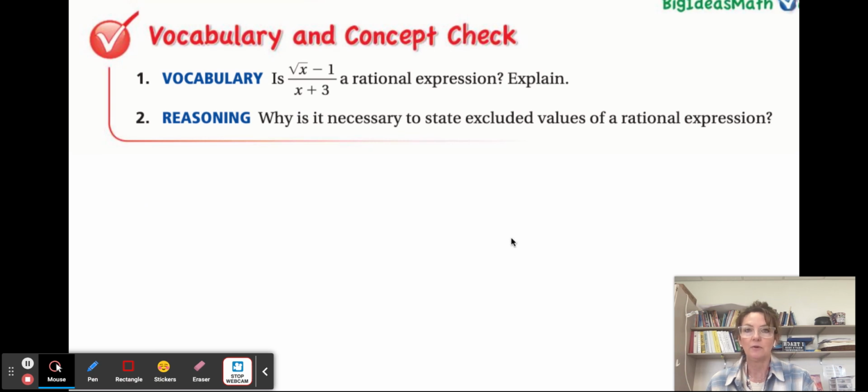And we're all ready for the vocabulary and concept check. That was pretty quick. So select the one that you are answering, make sure you identify it, make sure you use complete sentences, and of course, if you have any questions, please let me know.